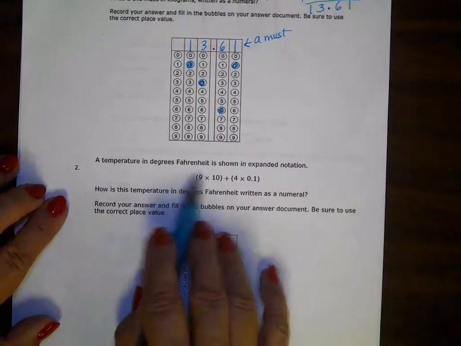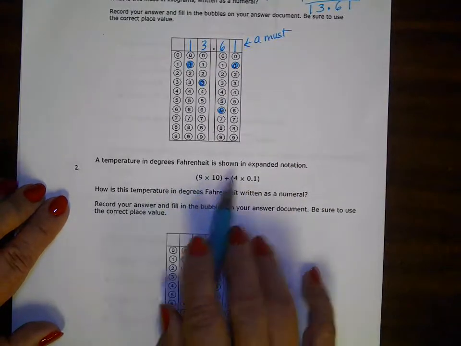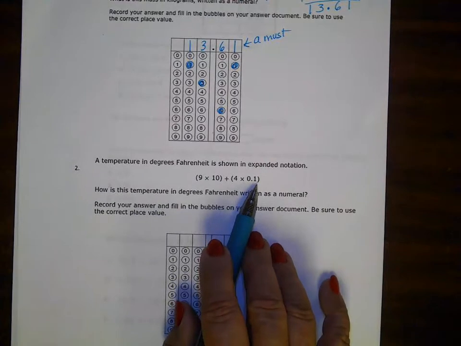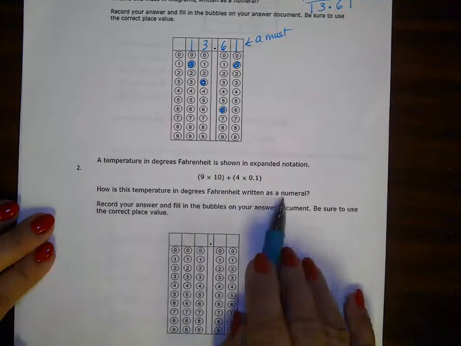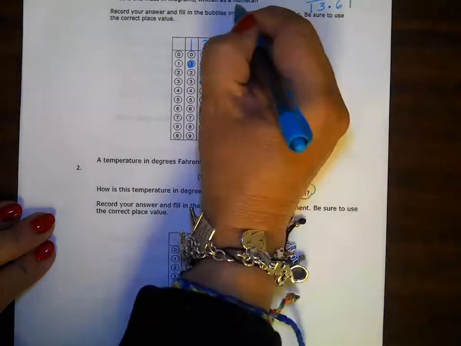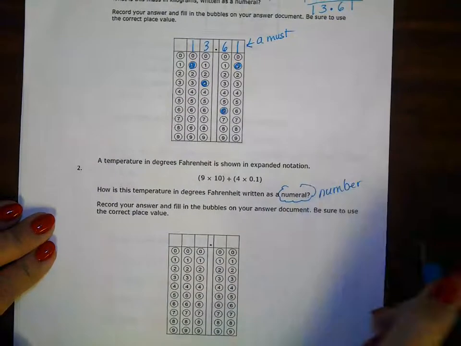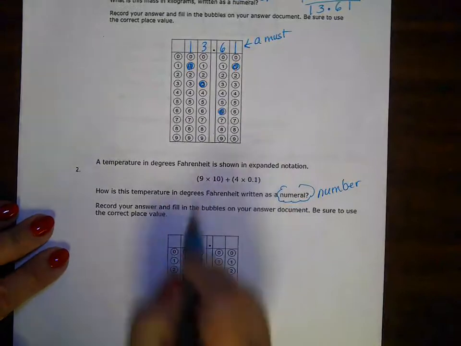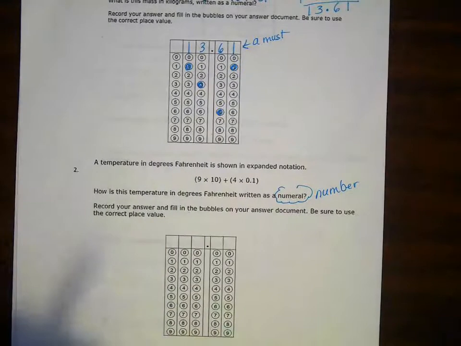A temperature in degrees Fahrenheit is shown in expanded notation. 9 times 10 in parentheses plus 4 times 0.1, which is 1/10. How is the temperature in degrees Fahrenheit written as a numeral? Remember, numeral that we saw up here means number. That's in standard form. Then we're going to record the answer and fill in the bubbles. So this means to record. You're going to record it first, then fill in the bubbles.